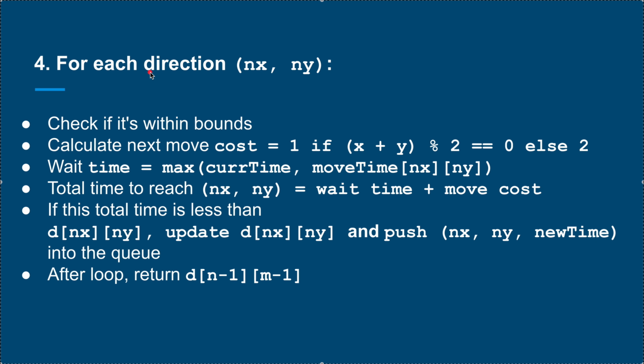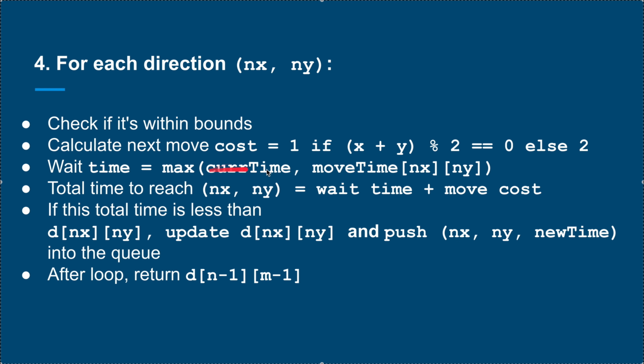Then we will do, for each cell direction, let's suppose we'll call it nx and ny, right? Because for each direction we will go inside. We'll check if it's within the bounds. Let's calculate the move cost. Let's suppose 1 if this is the condition, (x + y) % 2 is equal to 0, else we will do 2. So wait time is equal to max, we'll take the max of the current time and the move time, right?